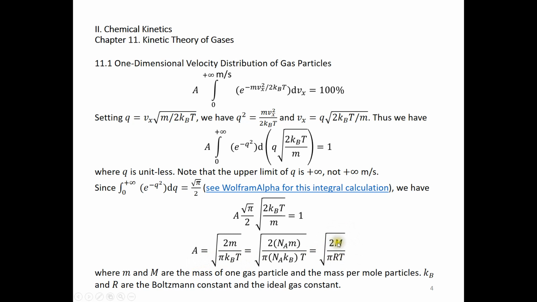Molar mass on top times 2. On the bottom, it's just pi times R, the gas constant, times the temperature. Again, the lowercase m and uppercase M are the mass of one atom or molecule versus the mass per mole of such atoms or molecules. kB is the Boltzmann constant, R is the ideal gas constant.